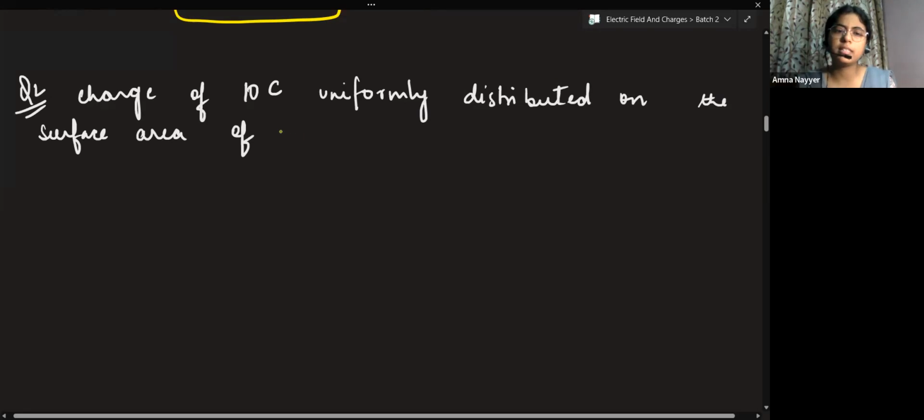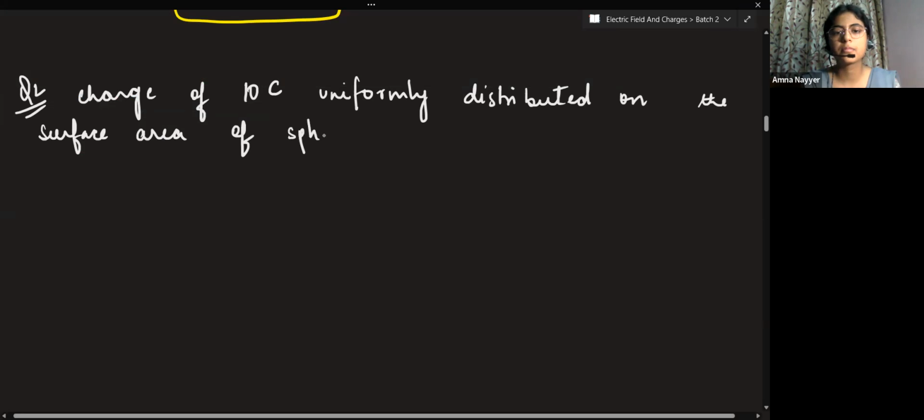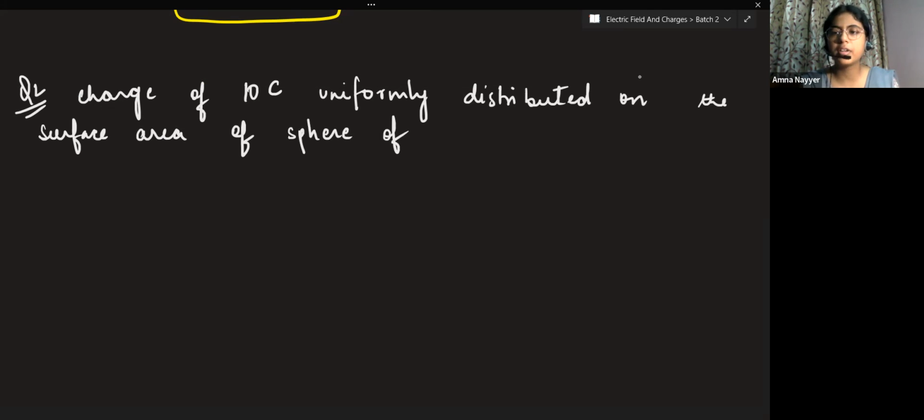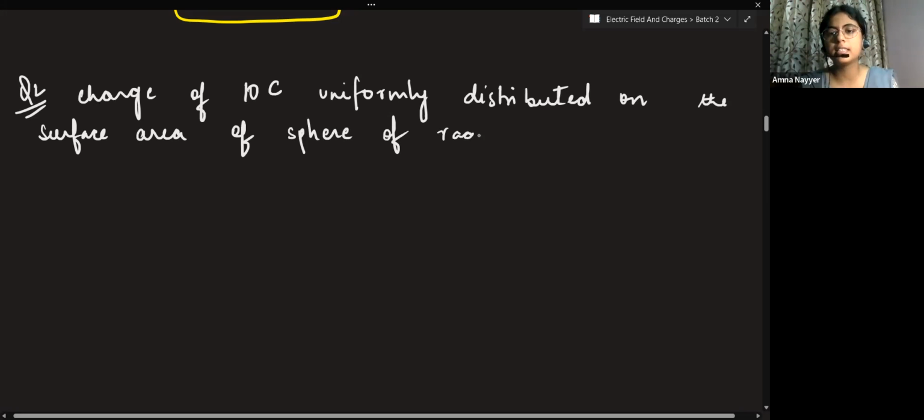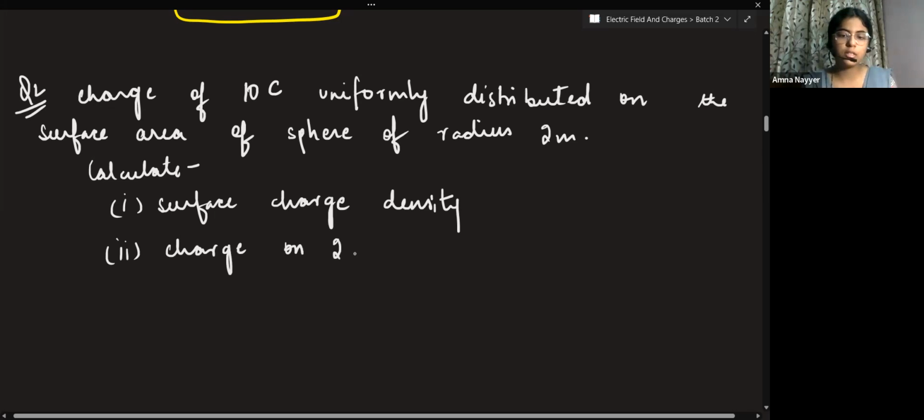Surface area of a sphere. Let's take a sphere. The radius of the sphere will be given to you, let's say 2 meters. So you have to calculate the surface charge density, and you have to calculate the charge on 2 meter square area.